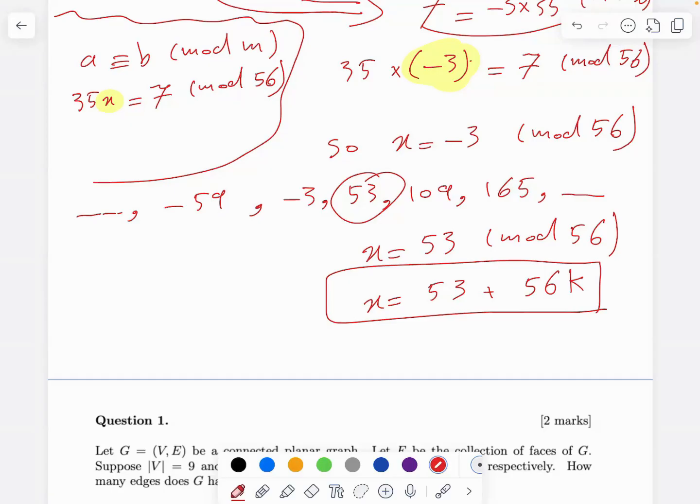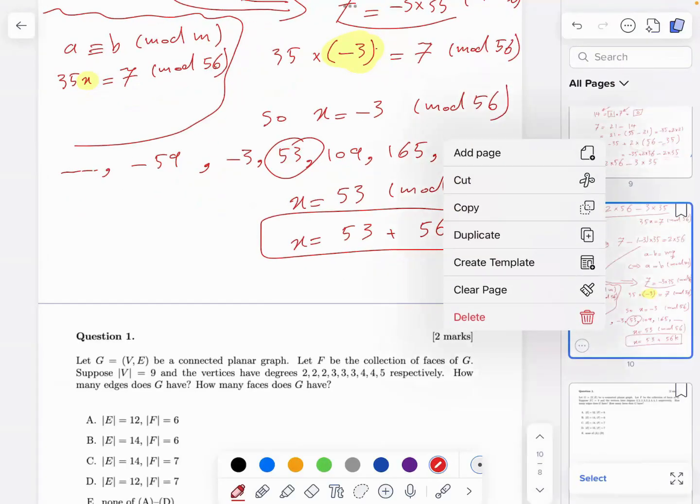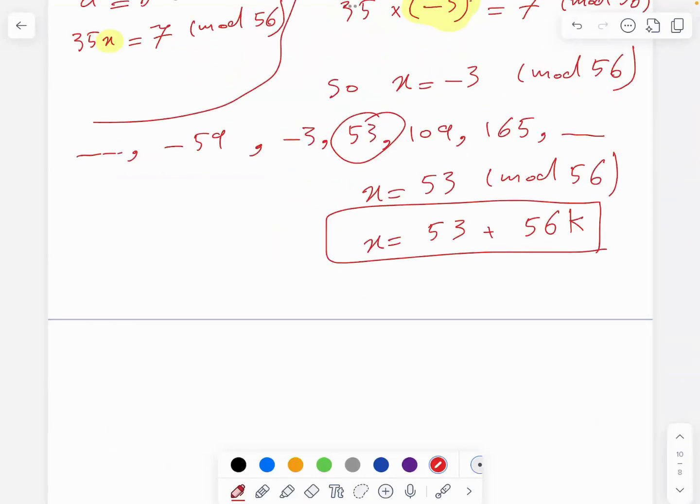Now, let's make up an equation. Huh? No, we cannot do that. It's lecture notes.